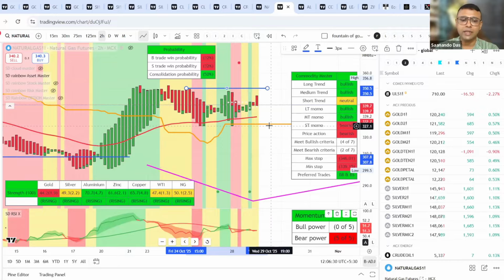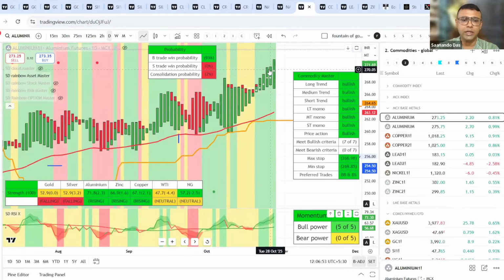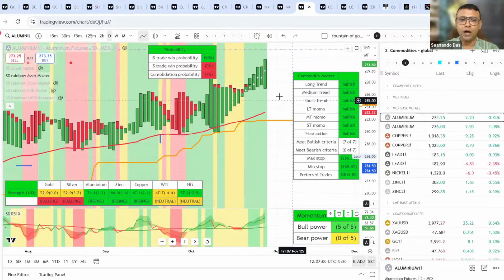The stronger segment of the commodity market has been the base metals. I have previously highlighted I am very bullish on base metals, but I have used exchange traded funds like DBB and CPER to remain long term bullish on base metals. Aluminium is continuing its breakout as per the daily chart. This is the chart of aluminium. 12 out of 12 factors are bullish.